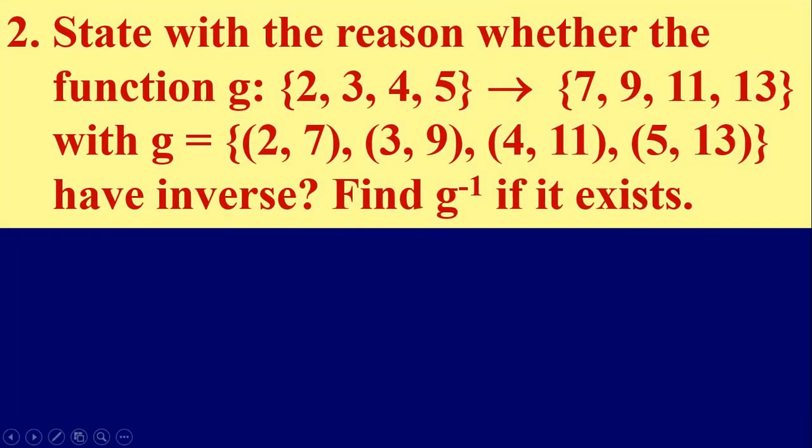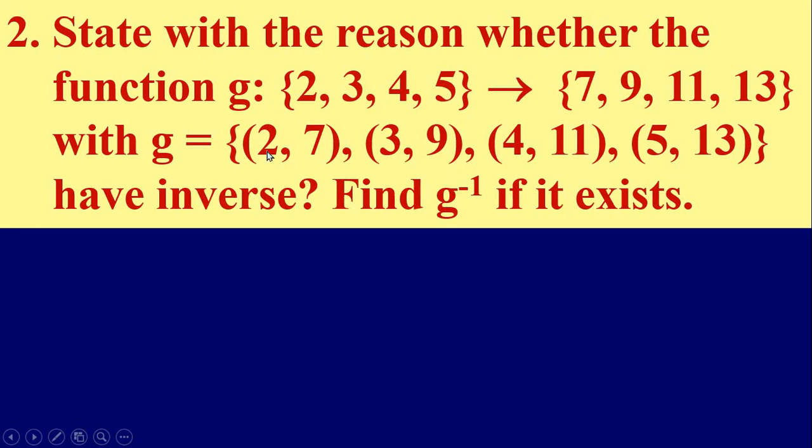So next problem, state with the reason whether the function g from {2, 3, 4, 5} to {7, 9, 11, 13} with g equal to {(2, 7), (3, 9), (4, 11), (5, 13)} has inverse. Find g inverse if it exists.